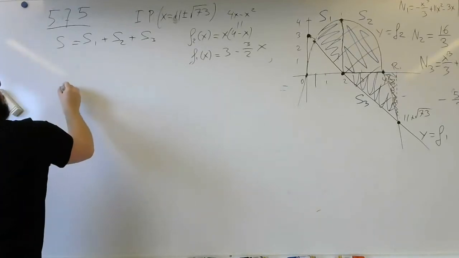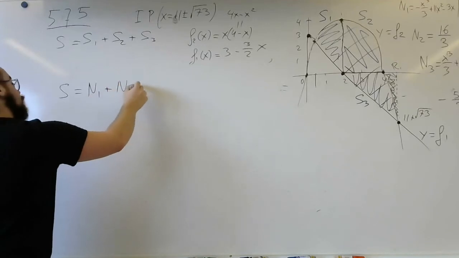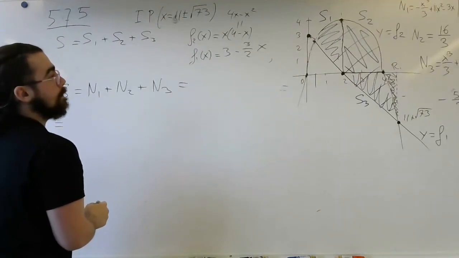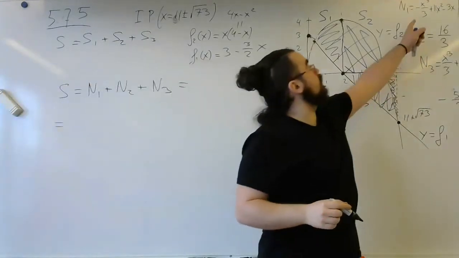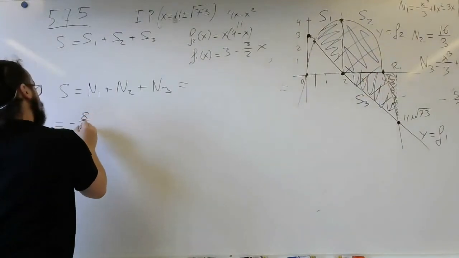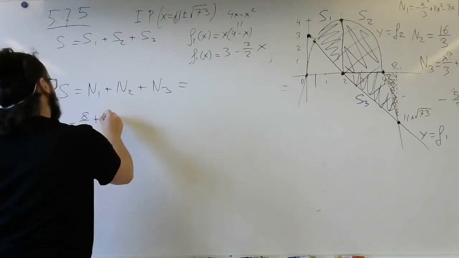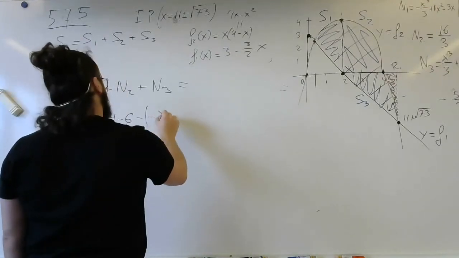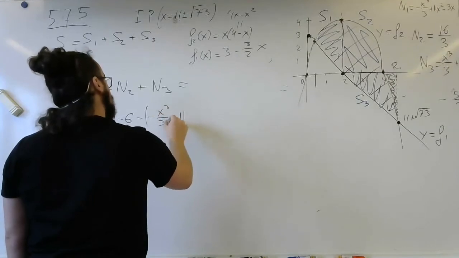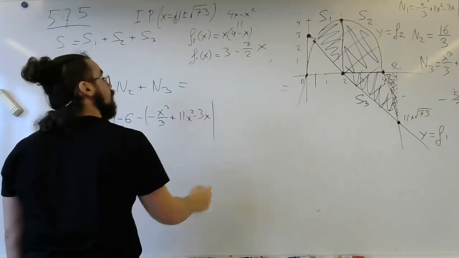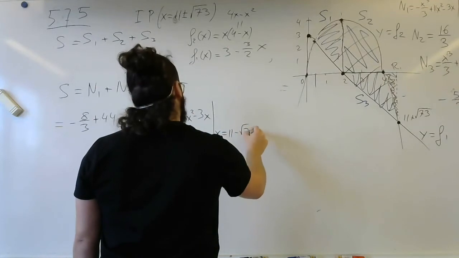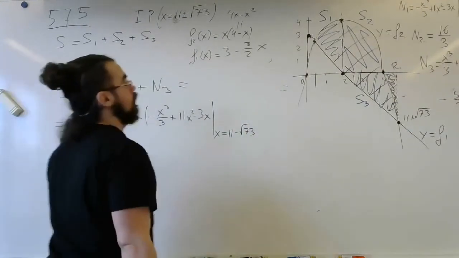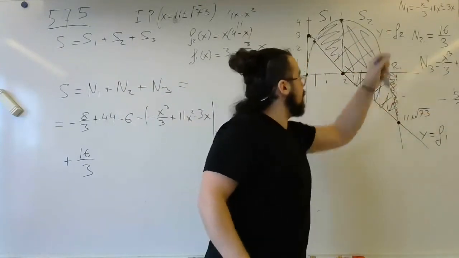So the surface is N1 plus N2 plus N3, which is equal to, well, first of all, N1, which we evaluate, we have minus 8/3 plus 44 minus 6 minus, plus 16/3, which is this part here, and plus N3, which is that part there.